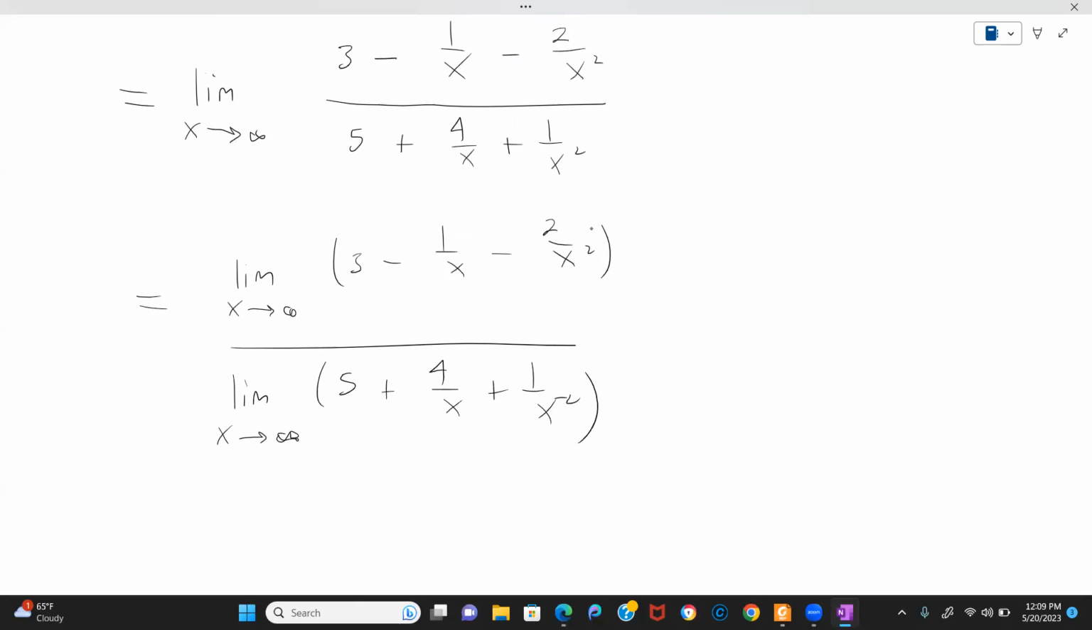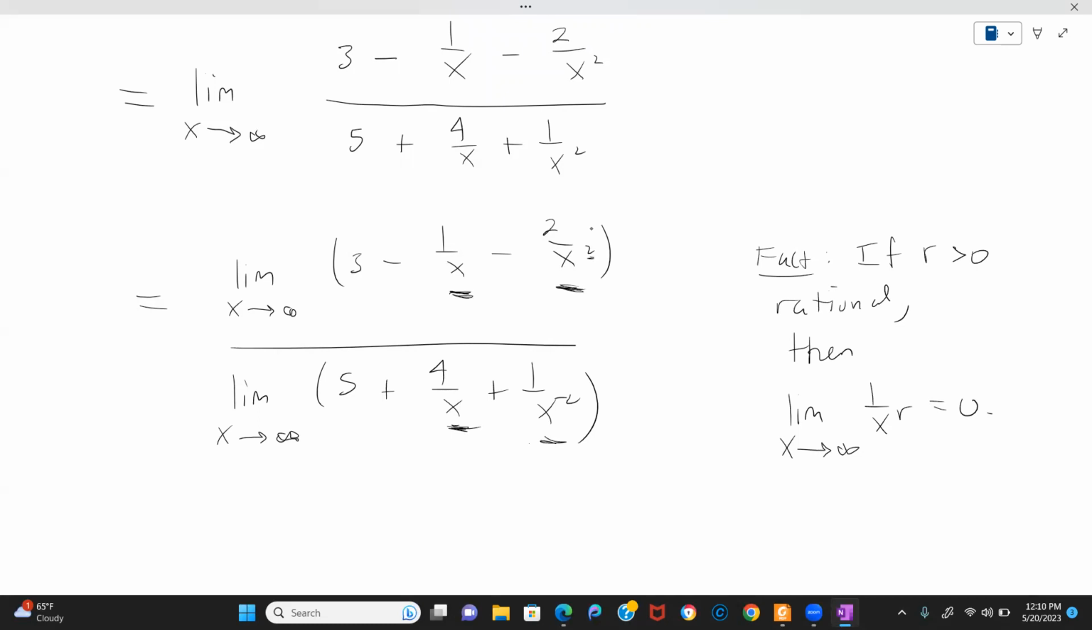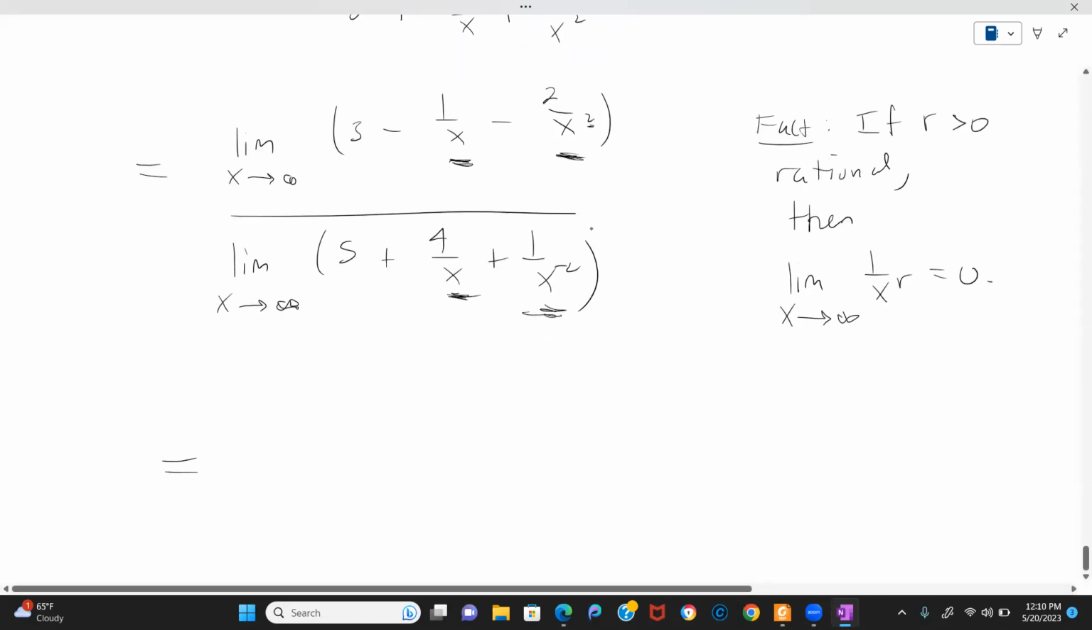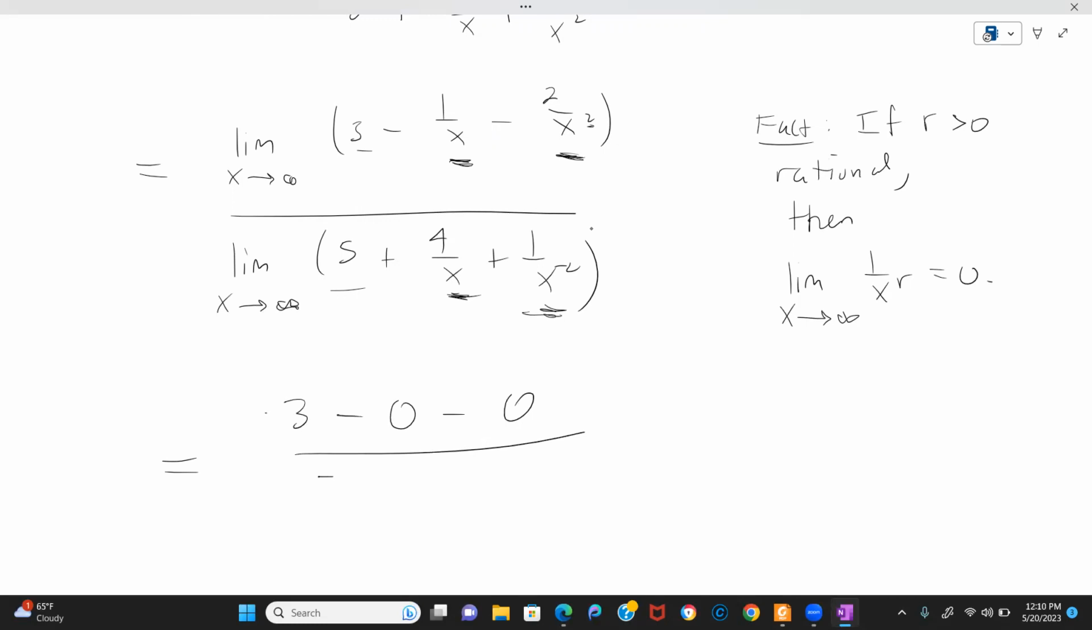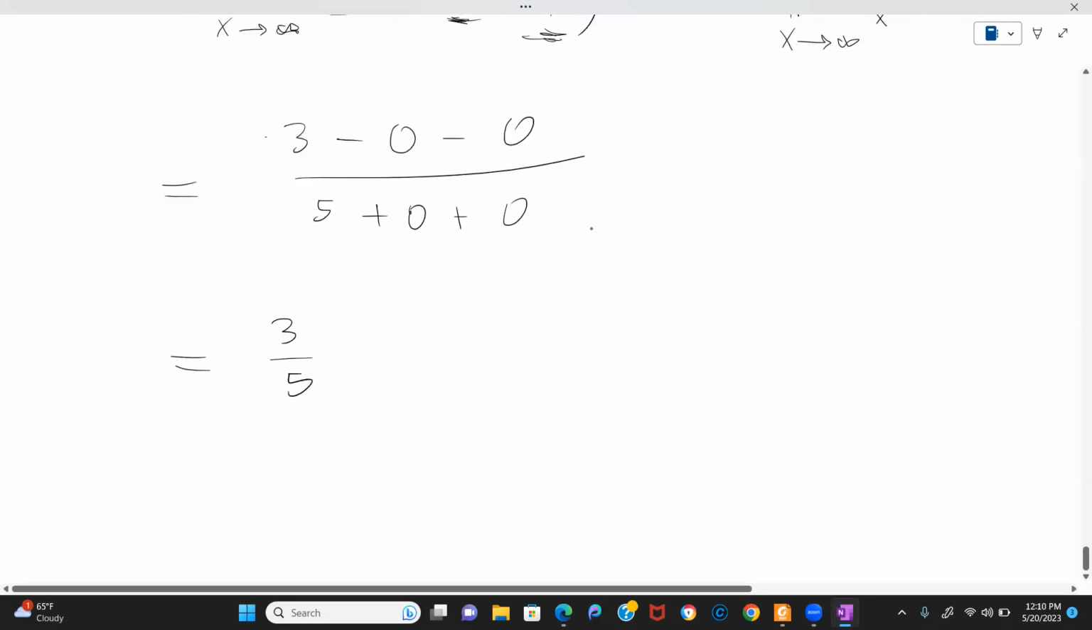And now just remember that fact. We'll just say that if r is rational, then the limit as x goes to infinity of 1 over x to the r is 0, right? So here we have a 1 over x, so x to the 1 is a rational power. However, 2 over x squared, the 2 is a rational number. And the same thing in the denominator. So these underlined terms right here, when you take their limits, they're just going to be 0. And of course the 3 and the 5 are constants, so they just stay behind. So it's going to be 3 minus 0 over 5 plus 0 plus 0. And of course that's just going to simplify to 3 over 5.